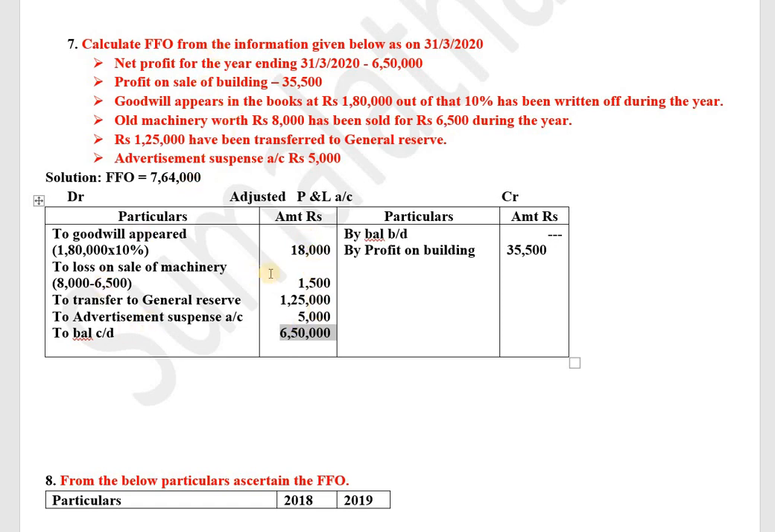Now take the total. Total when you check on the debit side, you have more. 6,50,000 plus 5 plus 1,25,000 plus 1.5 plus 18. You will be getting 7,99,500. Take the same on the other side. 7,99,500 minus of 35,500. You will be getting 7,64,000. That is with your funds from operation. Clear? So in this way we go for preparing.